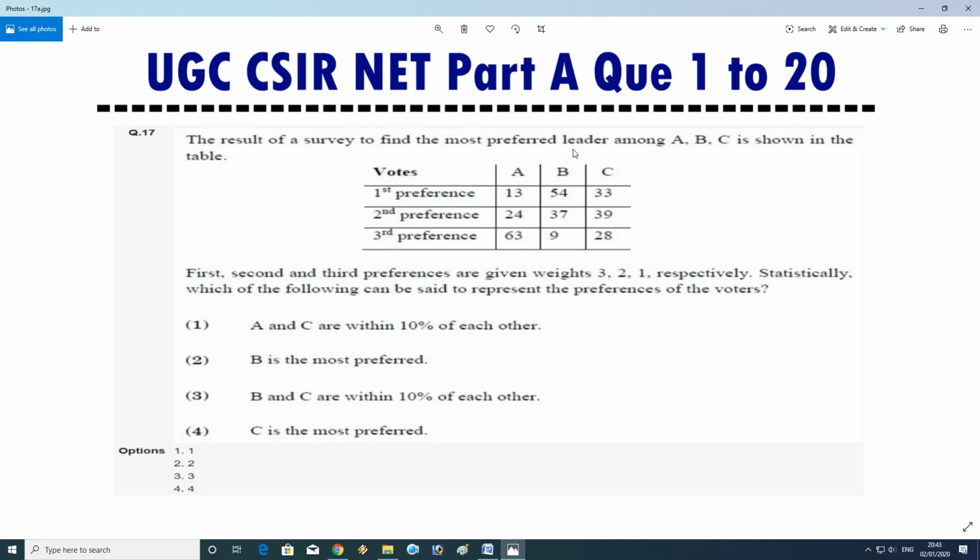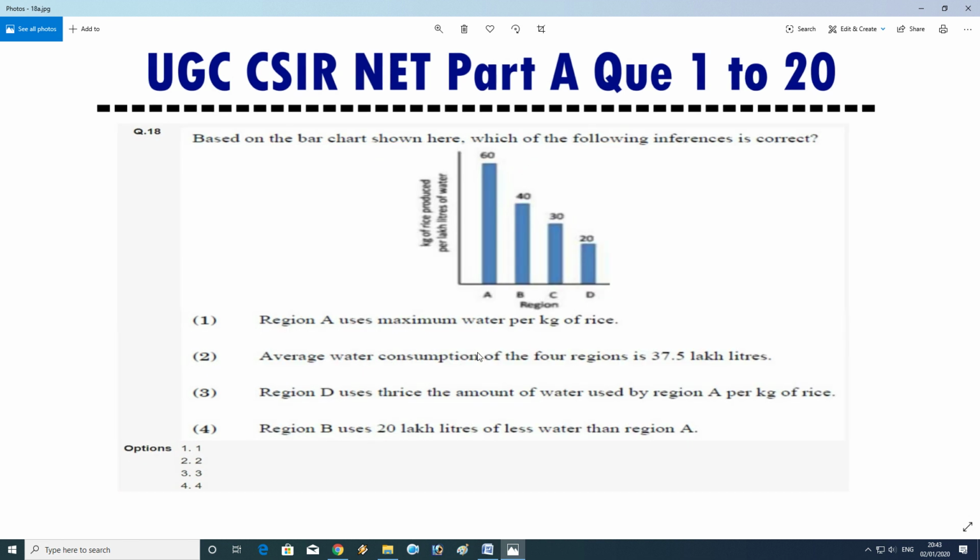Question number 17: The result of a survey to find the most preferred leader amongst A, B, C is shown in the table. So, these are the votes, these are the names of the leaders, and this was the question. So, the answer is second, B is most preferred.